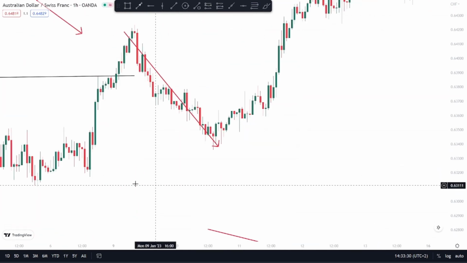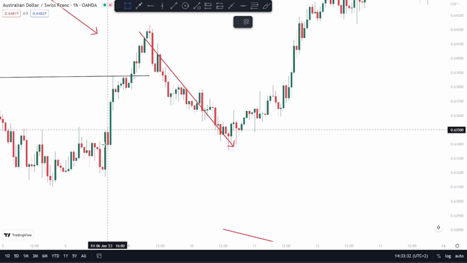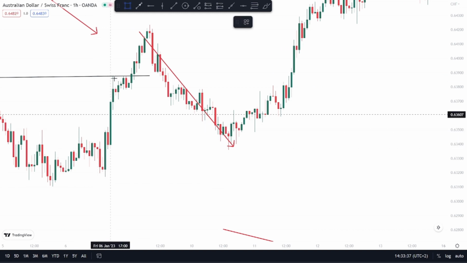I showed you guys how to identify an order block. You can clearly see right here that we have a bearish candle. And right after this bearish candle, the market just pushed all the way to the upside with this huge impulsive candle right here.